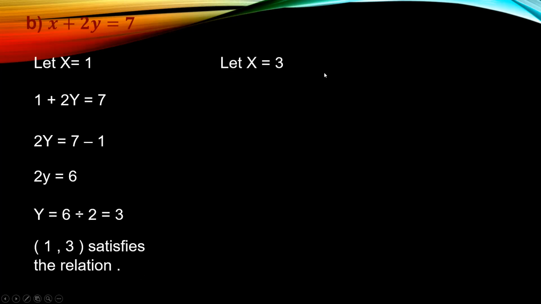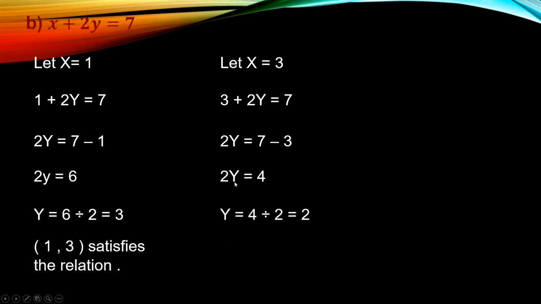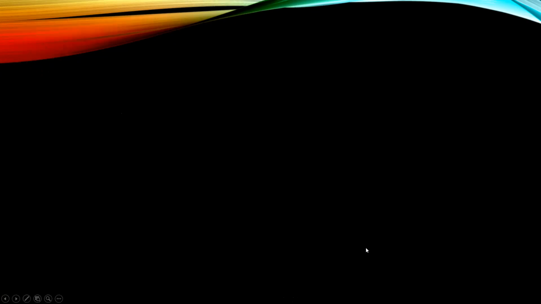Let the value of x equal 3. We substitute the value x equals 3 in this relation. So 3 plus 2y equals 7. As we learned, we will move 3 to the other side with a different sign, meaning by minus. So 2y equals 7 minus 3. 2y equals 4. To get the value of y, it will be 4 divided by 2 equals 2. So this ordered pair will be 3 and 2.